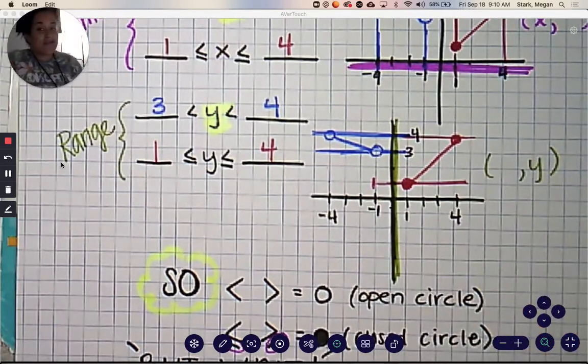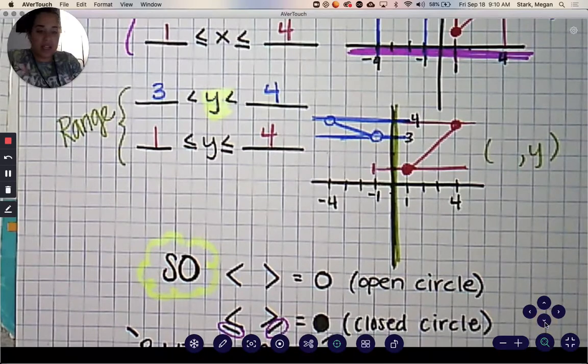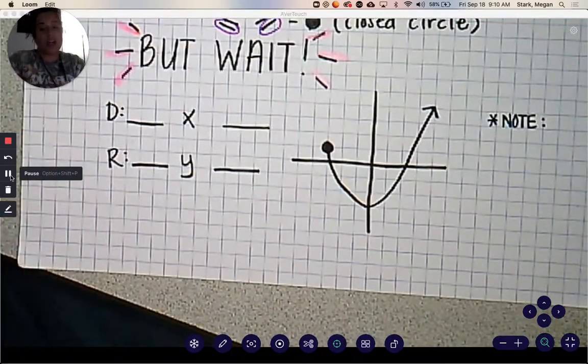Okay, and I have one more example for you. Okay, so let me move the camera a little bit. It won't move. Let me figure this out in 1 second. All right, so here we go.